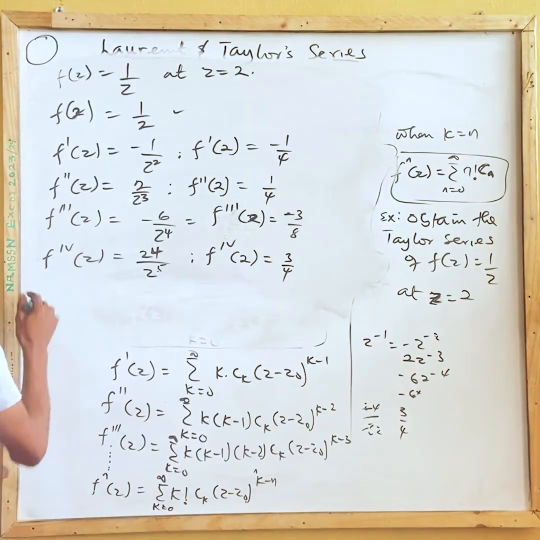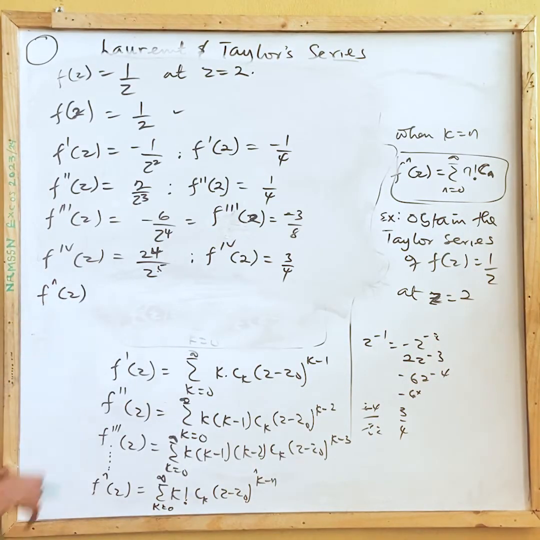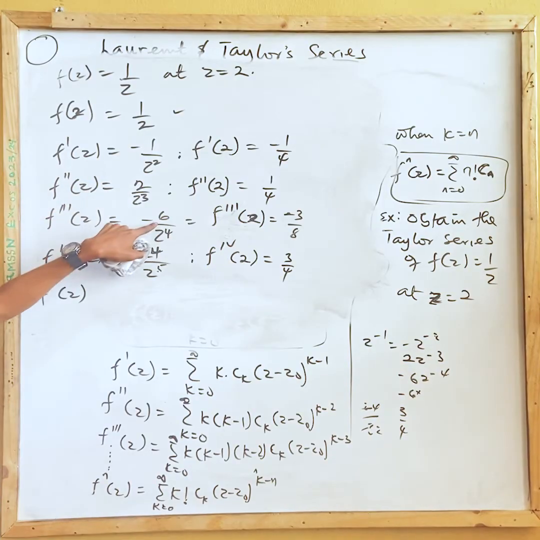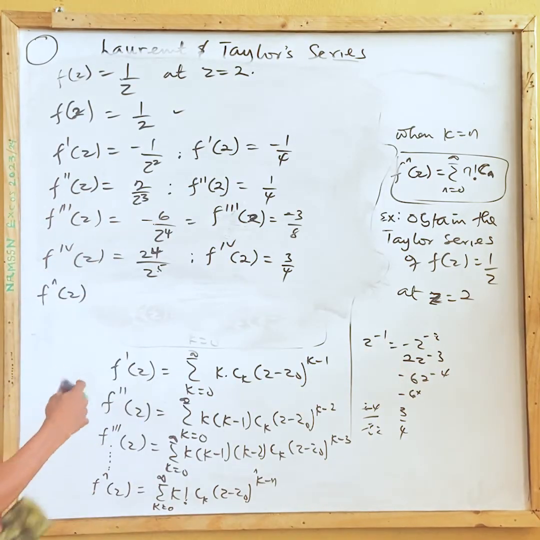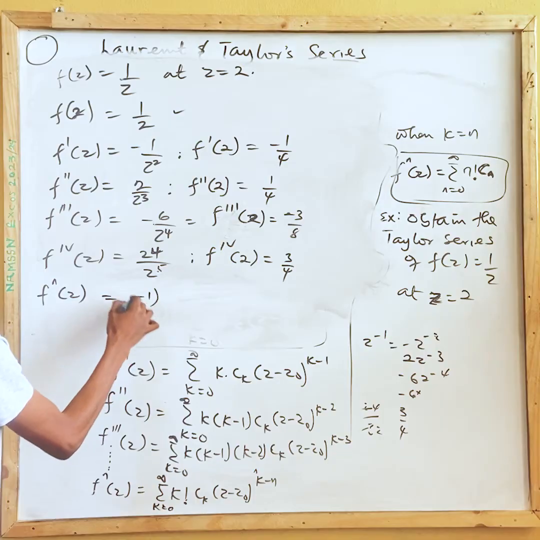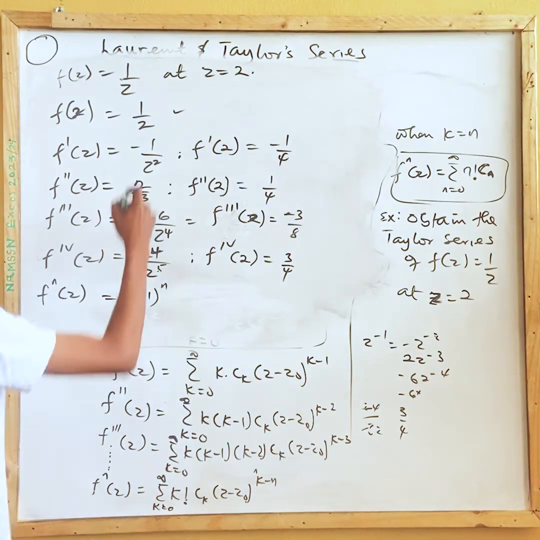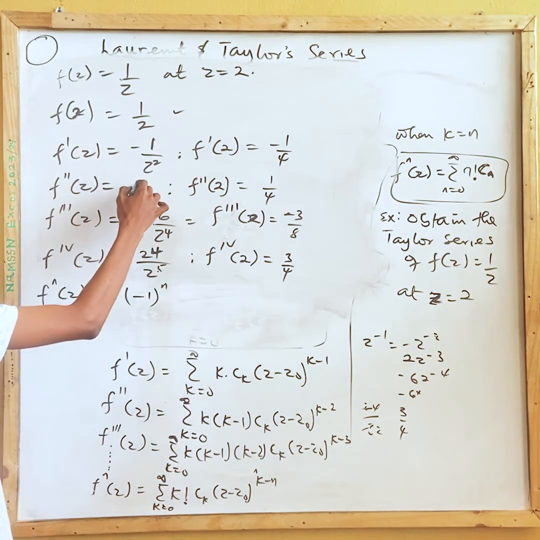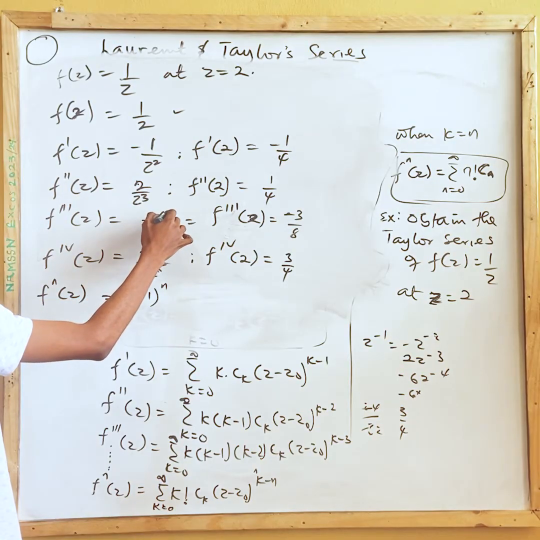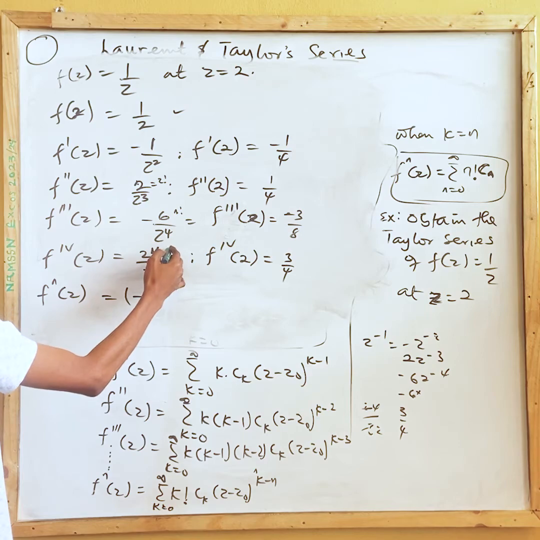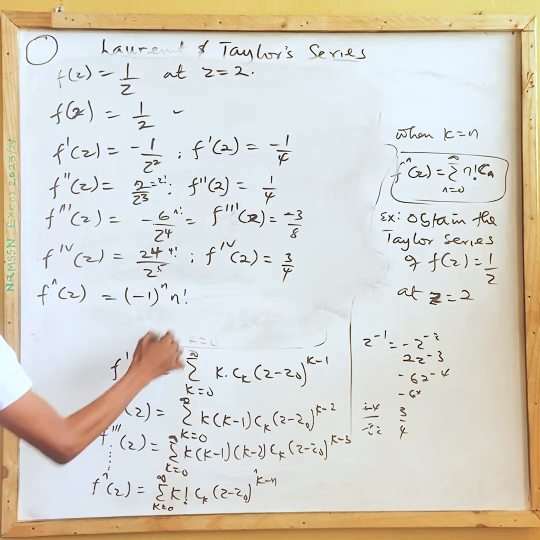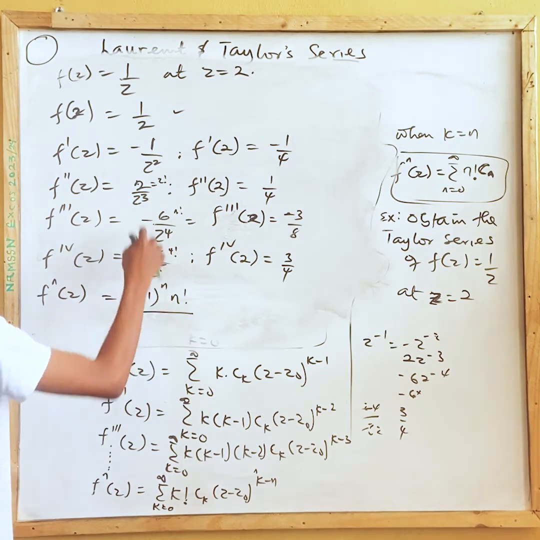The nth derivative of f(z). If f(z) is 1 over z, f prime of z is minus 1 over z squared, f double prime is 2 over z cubed, the third one is minus 6 over z to the fourth. It means that the series are what? They are alternating. So I'll first have minus 1 raised to power n. Then this is 1, this is 2, this is 6. 2 is 2 factorial, 6 is 3 factorial, 24 is 4 factorial. So this will be n factorial all over the denominator.